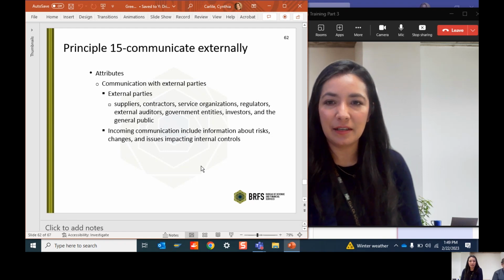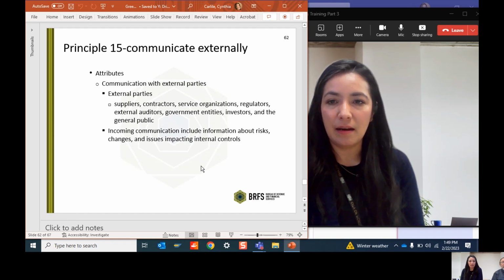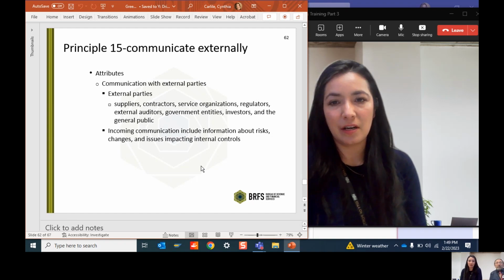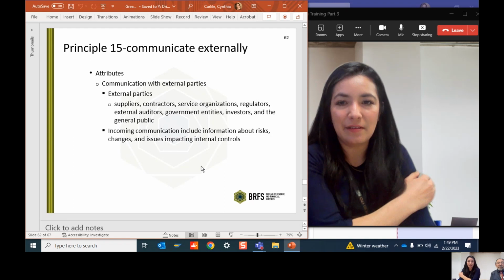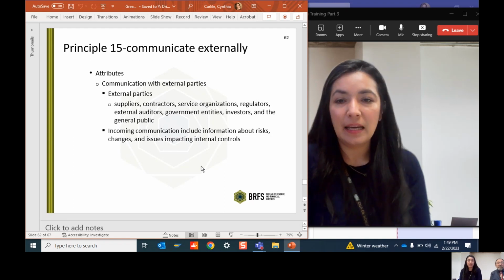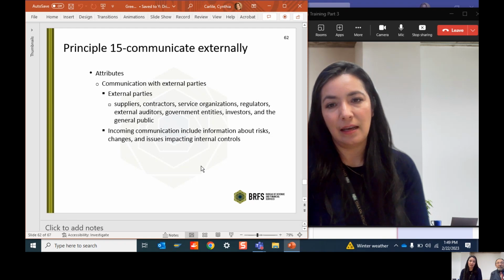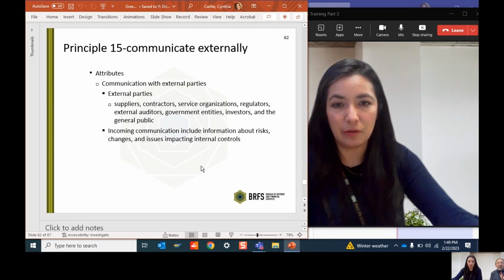Okay, principle 14, communicating externally. Some of the attributes here have to do with communication with external parties. External parties could be your suppliers, contractors, service organizations, regulators, external auditors, government entities, investors, or the general public. Incoming communication includes information about risks, changes, and issues impacting internal controls.